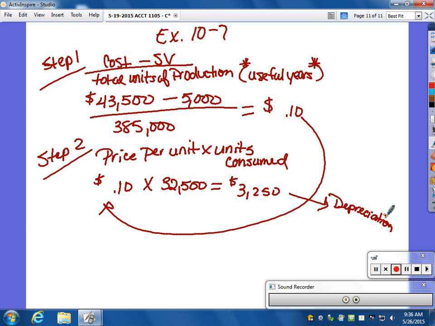I'm gonna give y'all a moment to write that down since y'all say I moved too fast. What's the 0.10? That's the cost per unit, 10 cents.